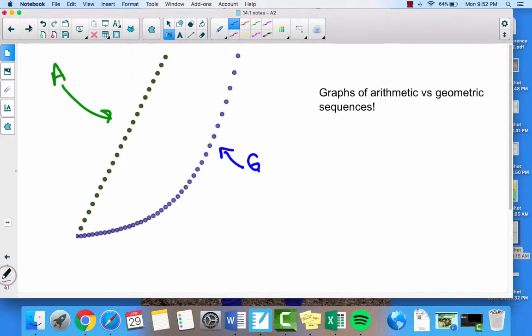The only other thing I'd like you to look at is the differences in their graphs. Notice that the green dots represent the arithmetic sequence, where they increase by the same amount each time. And then the geometric sequence, because we're doing multiplication, is going to get exponentially larger or smaller, which means it's going to have an exponential curve to it. And so that's why it's not in a straight line, because it's going to start growing quicker or decreasing quicker. So it's important to be able to identify the differences in the way we find our numbers, as well as the differences in the graphs of those numbers.